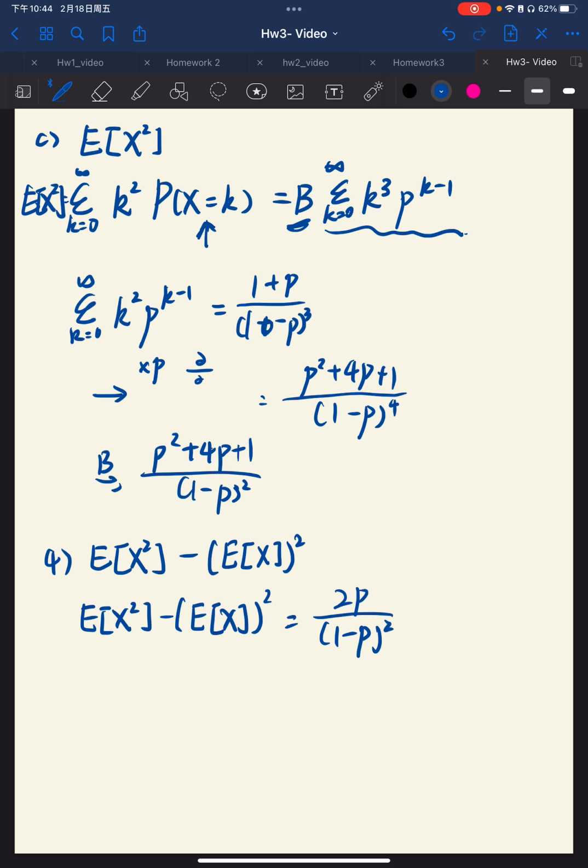And for part E, if we have p equals 1 over 3, then we have b equals (1 minus 1/3) squared, which equals 4 over 9.